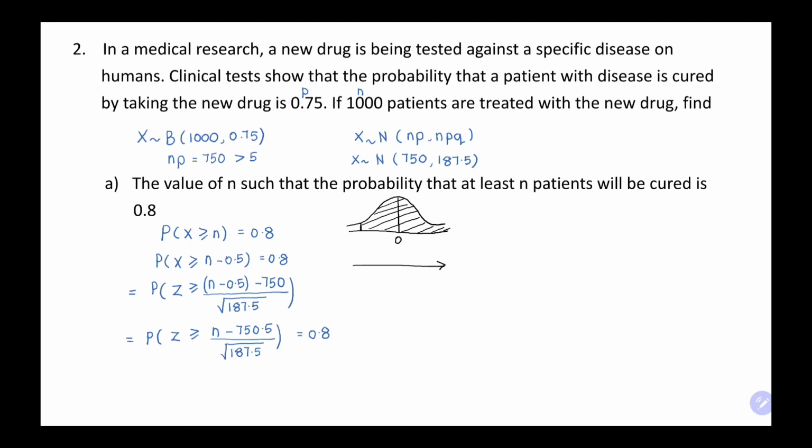And value for Z is N minus 750.5 over square root of 187.5. Itu adalah value Z. Okay, to find this area, we need to take total area. Total area is 1 minus with this tail. This tail to the left side. So P(Z less than N minus 750.5 divided by square root of 187.5).